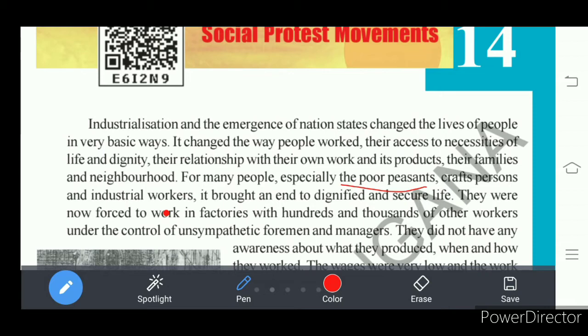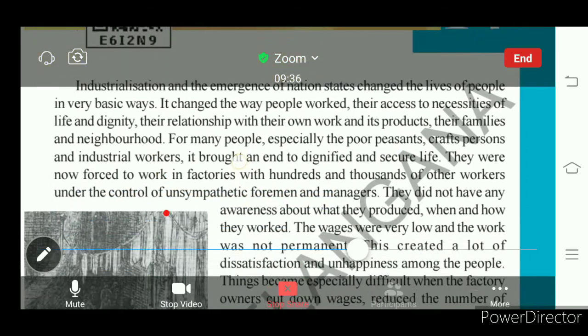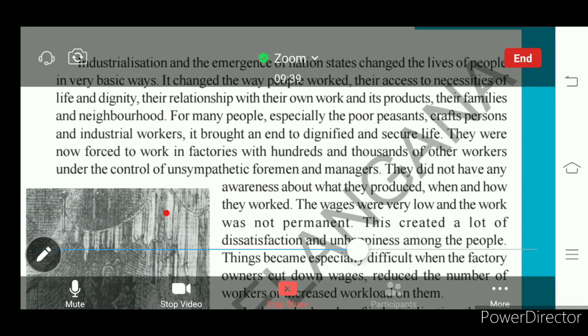There was no security to their life. They were forced to work under unsympathetic foremen. Foremen, in the sense, are leaders of some of the workers in industries. Certain workers in a factory worked under a foreman, and the foreman was very unsympathetic. When industries started, the foreman showed a kind of cruelty to the workers. Workers were not treated with humanism, so humanism came to an end there.